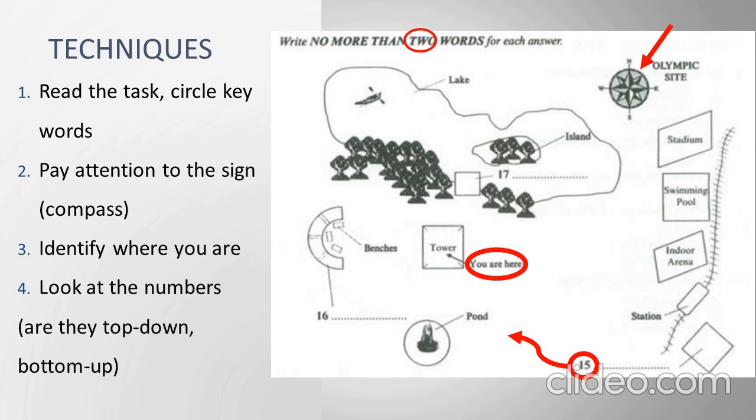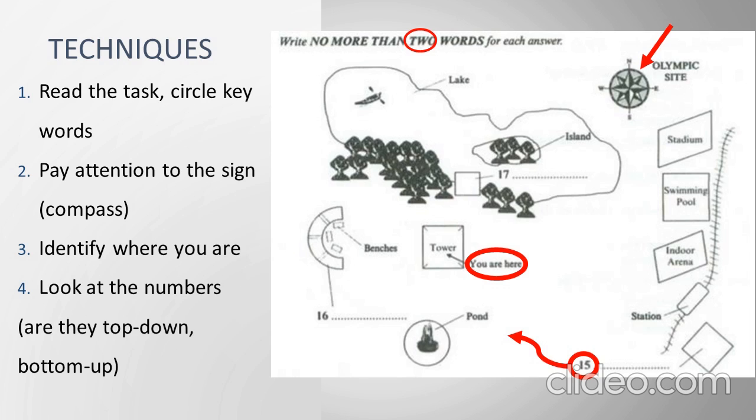Number 3, identify where you are. So if you see here, I put the big red circle in the middle. It's written, you are here, which means you are near the tower. So probably the speaker usually starts from the place where you are. Yeah? And also look at the numbers.